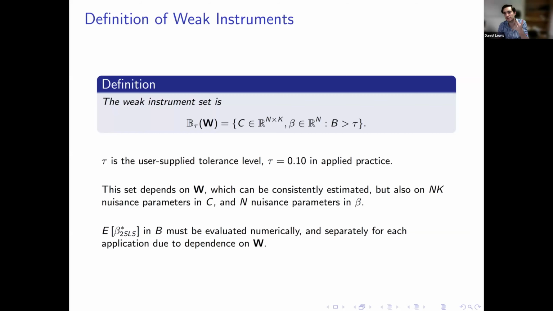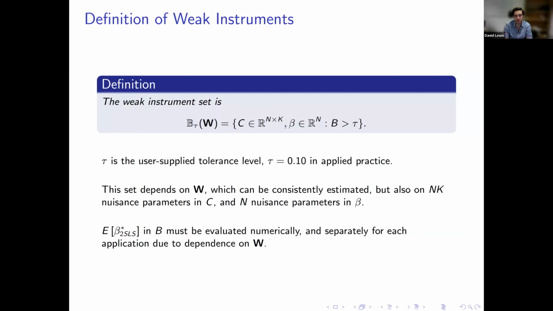But the trick here is that this set is going to be indexed by W, which is this application-specific, or indeed regression-specific, covariance matrix, which you can consistently estimate. However, there are also going to be nk plus n nuisance parameters that go into determining whether your particular model falls into this set of models for which we say the instruments are weak. And these, of course, cannot be consistently estimated, right? If we can consistently estimate beta, we don't have a weak instruments problem to begin with. So this is actually quite tricky.